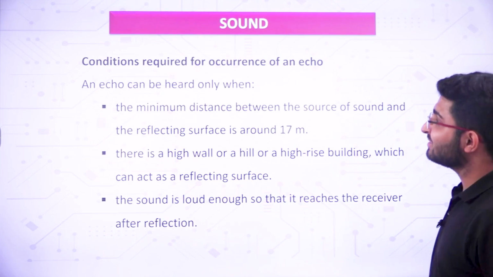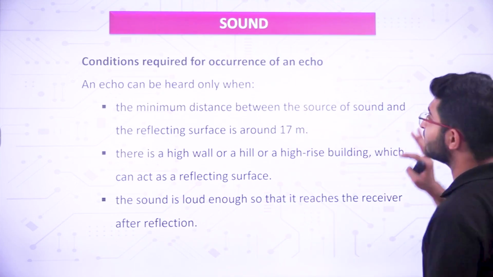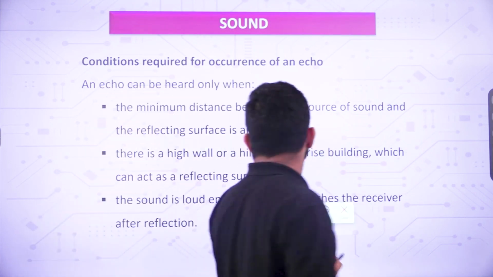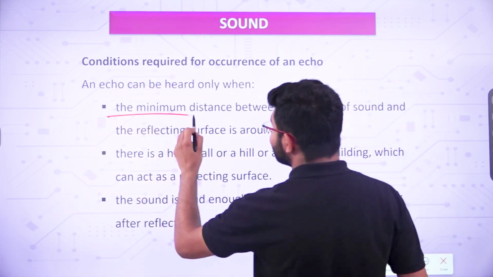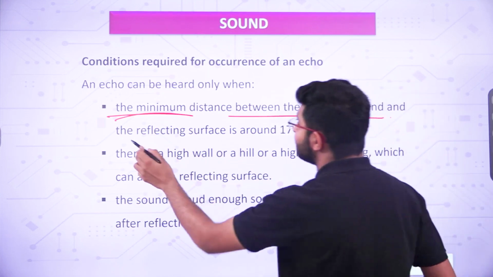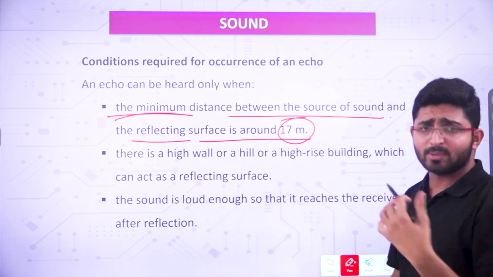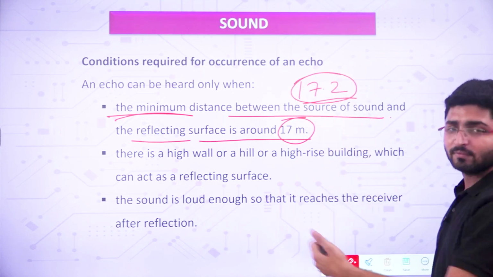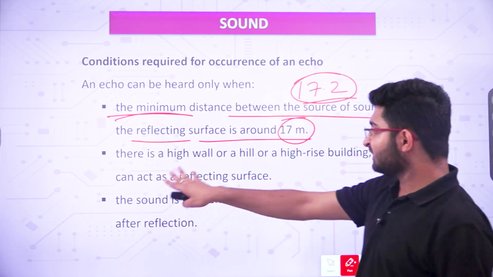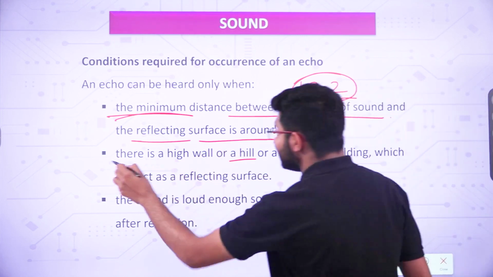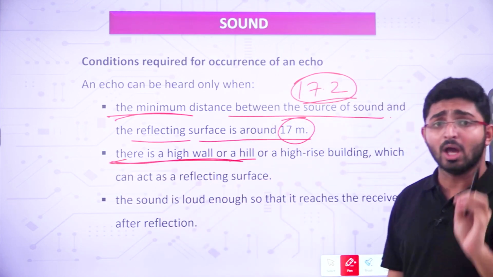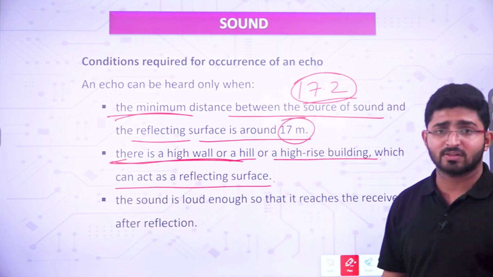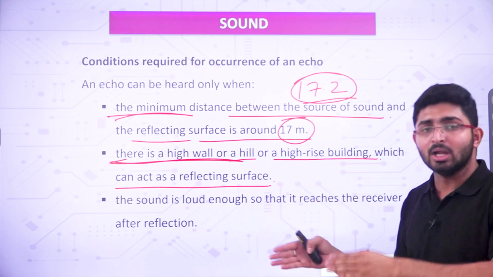Now moving ahead, you can see the conditions required for the occurrence of an echo. The very first condition is that the minimum distance between the source of sound and the reflecting surface is around 17 meter. The approximate value is 17 meter, but the exact value is 17.2 meter. We have found it in the previous slide. Now the second condition is that there must be a high wall, a hill or a high rise building which can act as a reflecting surface.